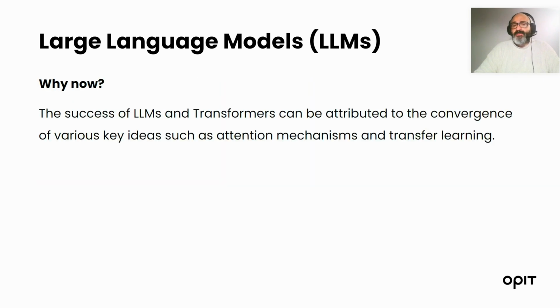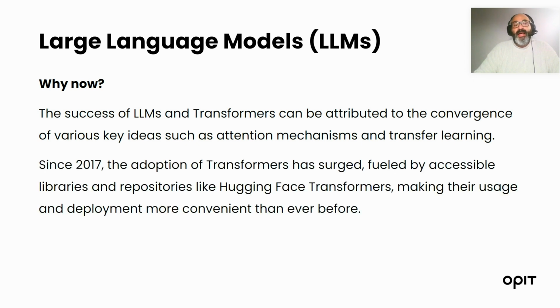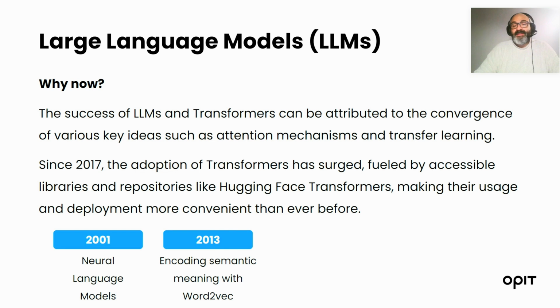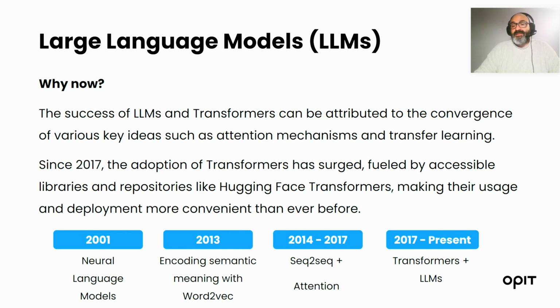Why now large language models? The success of LLMs and transformers can be attributed to the convergence of various key ideas such as attention mechanism and transfer learning. Since 2017, the adoption of transformers has emerged, fueled by accessible libraries and repositories like Hugging Face transformers, making their usage and deployment more convenient than ever before. Since 2001, neural language models started growing. In 2013, there was a breakthrough with Word2Vec that was encoding semantic meaning into numbers. From 2014 to 2017, there was an evolution to sequence-to-sequence models and improvement of attention models, and finally, from 2017 until now, there is the emergence of transformer models and LLMs.